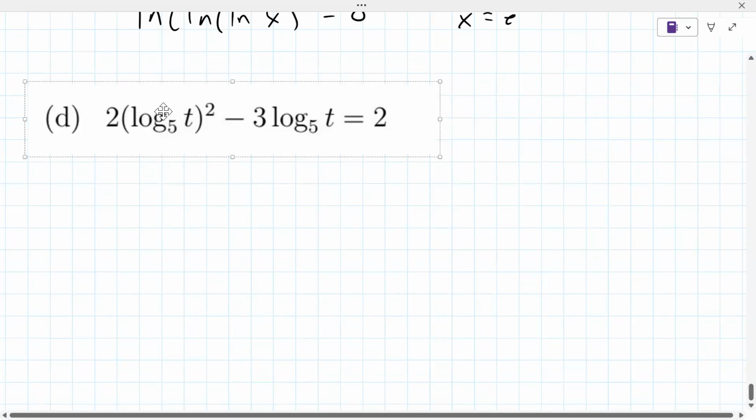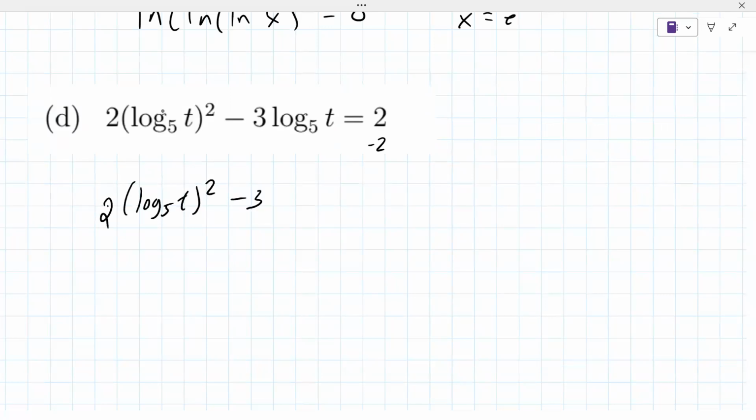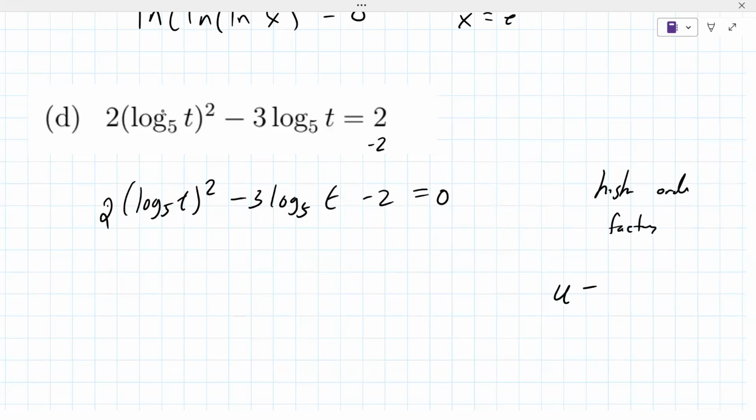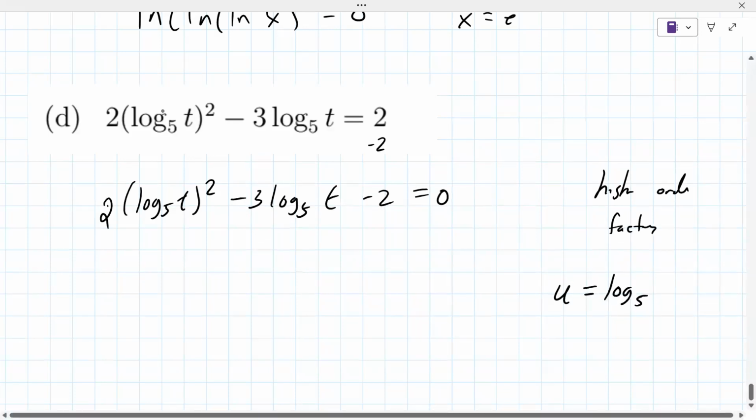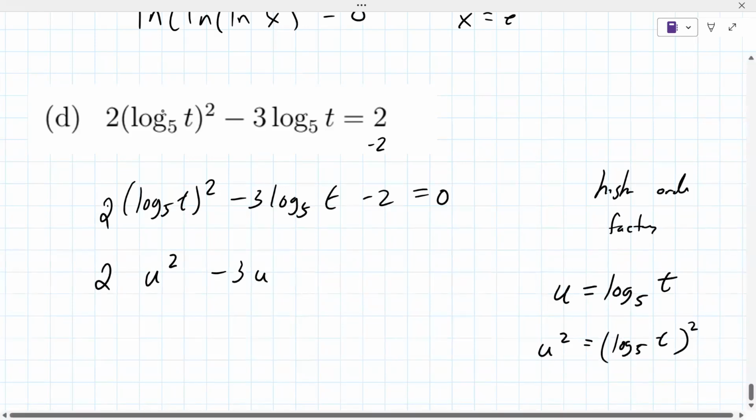Boy, I don't even know how you know this. You have to know to bring this 2 to the other side of the equation. You're like, why would you ever do that? Is it some twisted factoring thing? This is higher order factoring with substitution. So you're going to want to start using u for your substitutions. You're going to do that a lot in calculus and other courses. So when you square it, you square both. So you get 2u squared minus 3u minus 2 equals 0.